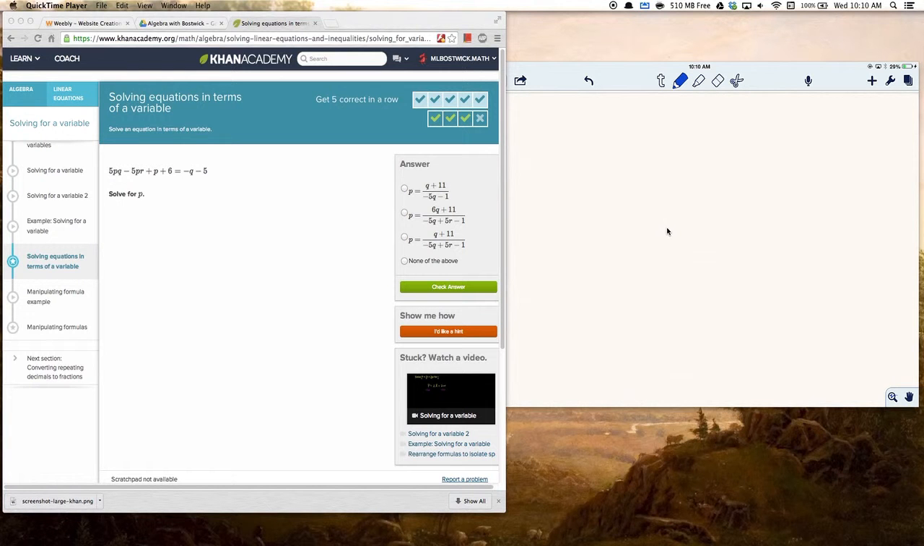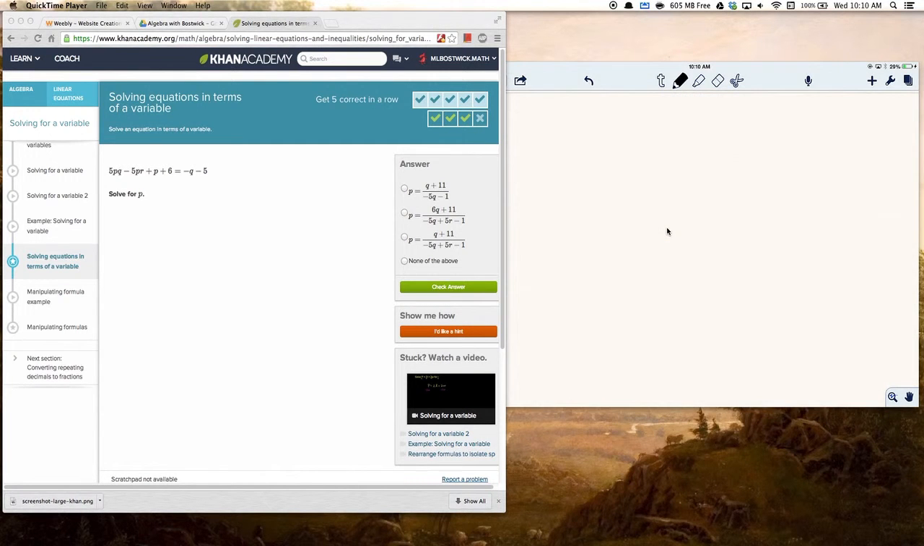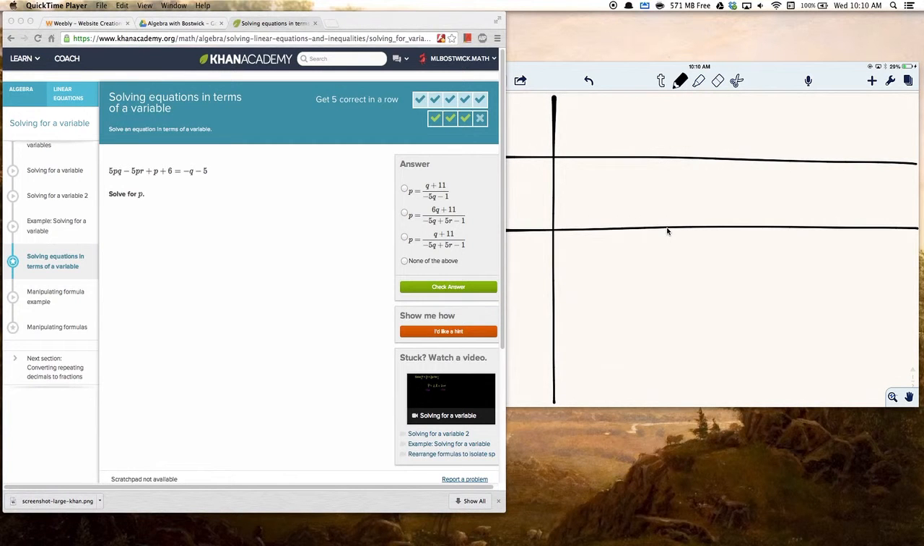So I'm going to go ahead and start by dividing my page up. I'm going to use a slightly thicker pen this time so I can read it a little bit better. I'm going to divide my page up into sections. I'll put the date up here. It's 2/11/14, I believe. And this is solving equations in terms of a variable.